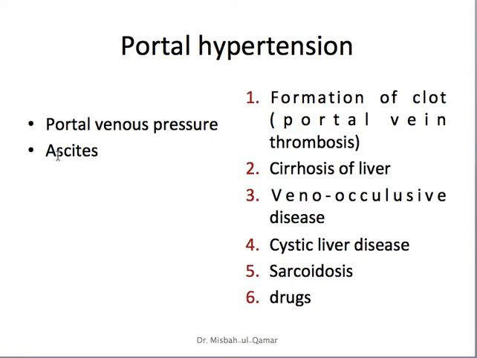Now, what is this condition? Ascites. Ascites is the collection of free fluid in the peritoneal cavity, and its usual cause is the transudation of fluid into lymph and leakage from the surface of the liver into the abdominal cavity due to high pressure in the hepatic veins.